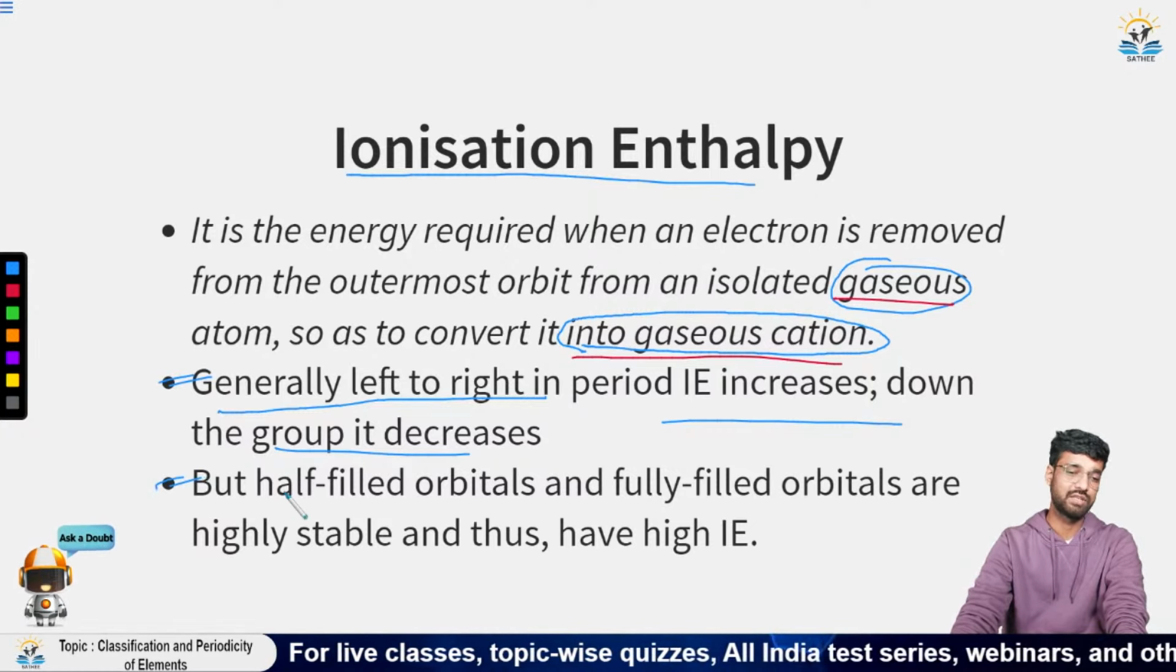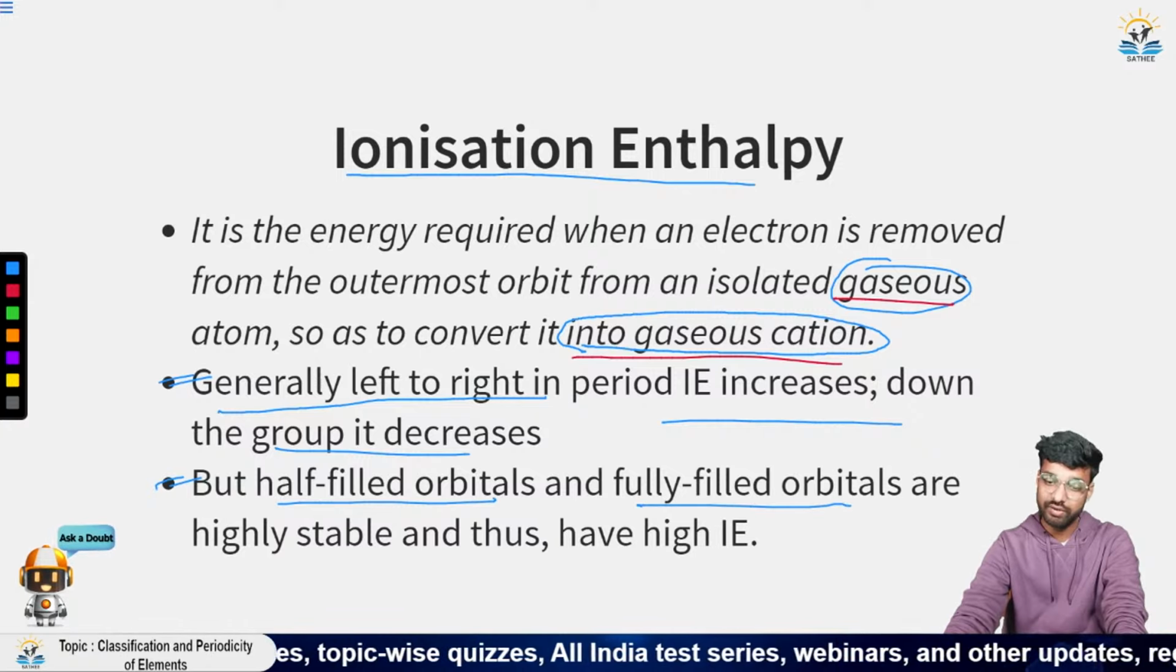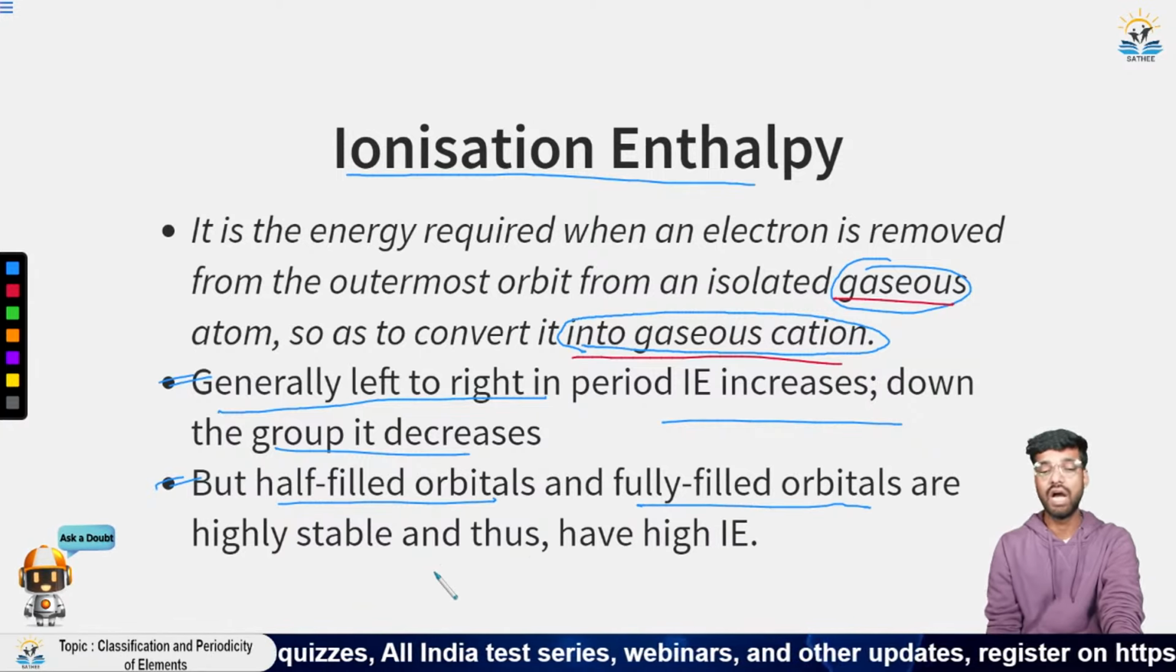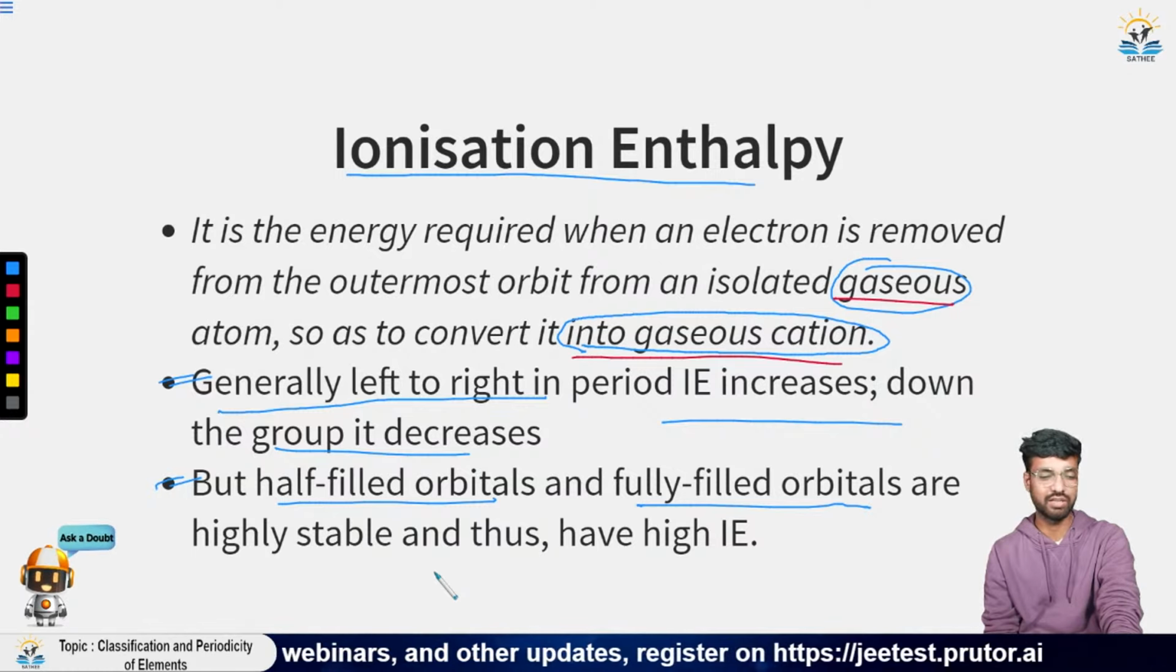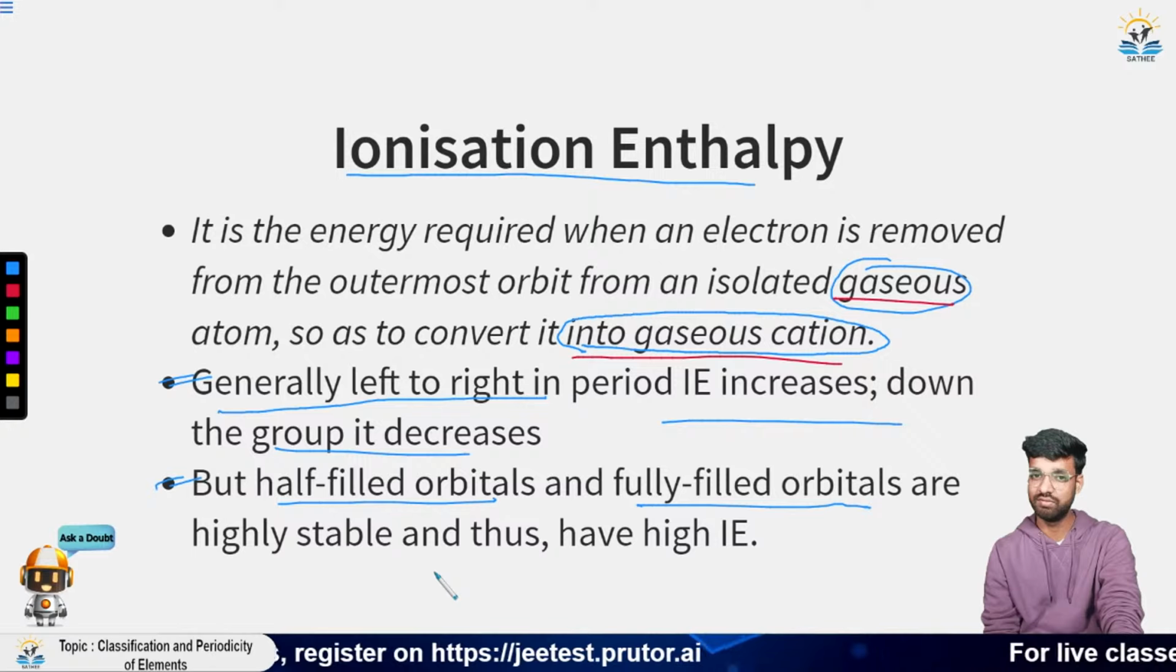But there are some exceptions. If we have a half filled orbital or a fully filled orbital, then it has a high ionization energy. So it should be kept in mind. As a general example, you can consider the noble gases, which have a complete electronic configuration and a fully filled orbital.